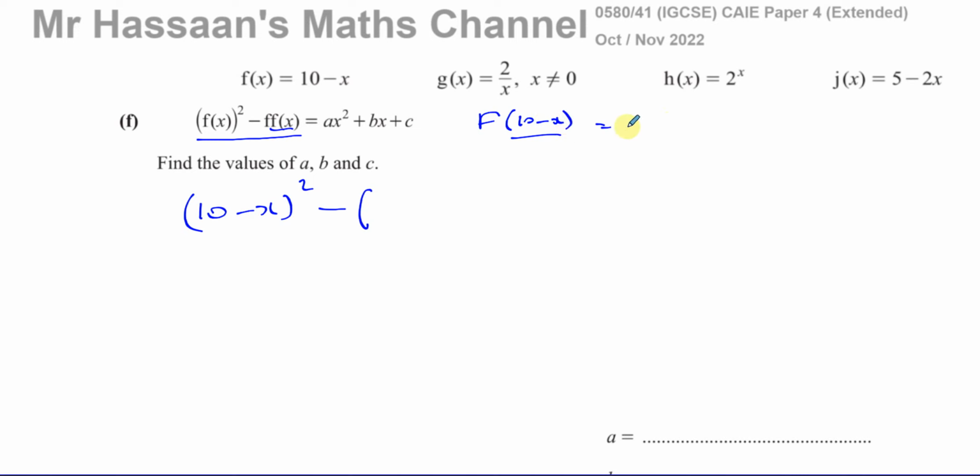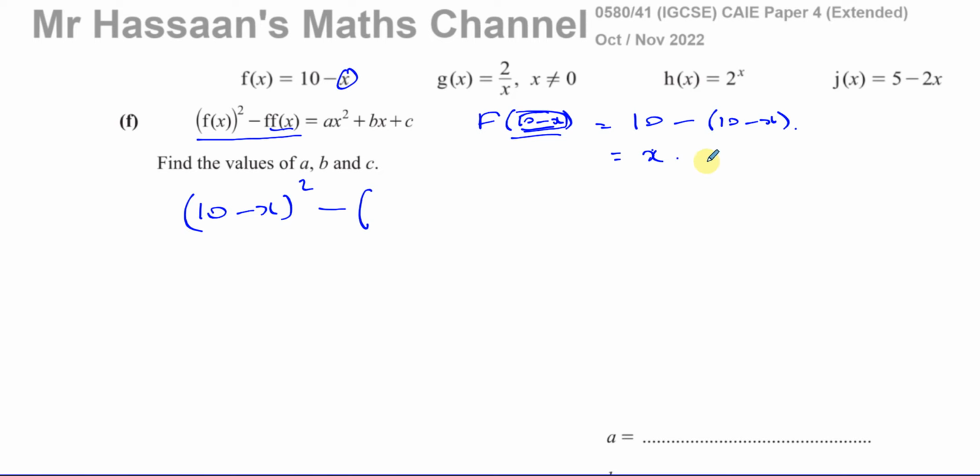So f of 10 minus x: you're going to take this and put it in place of the x. So you have 10 minus, and you have 10 minus x. All right, so what does that give us? That's 10 minus 10 plus x, which gives you x.